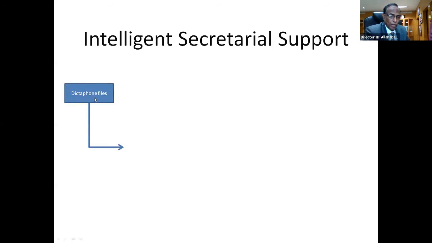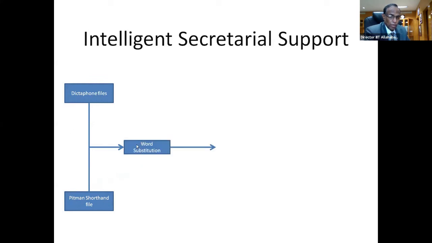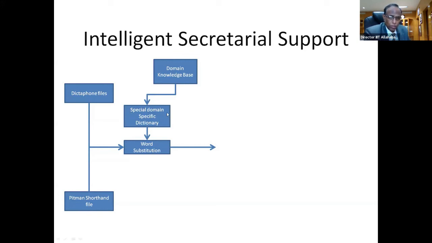There can be dictaphone files, or notes taken in shorthand, maybe Pitman shorthand, and there are many different types of shorthand. So this becomes the input. When he is typing or completing the letter or the document, the dictaphone content or the Pitman shorthand content will lead to word substitution. But while substituting a word, please note that domain plays the most important part. If it is an academic institution, what type of domain will it be? If it is a doctor, what type of domain? If it is an engineer, or a civil engineer, what type of domain? So the domain knowledge base, domain dictionary, and domain words play an important role. Domain specific dictionary will help us do the word substitution.